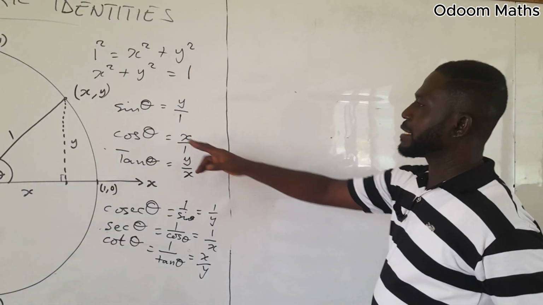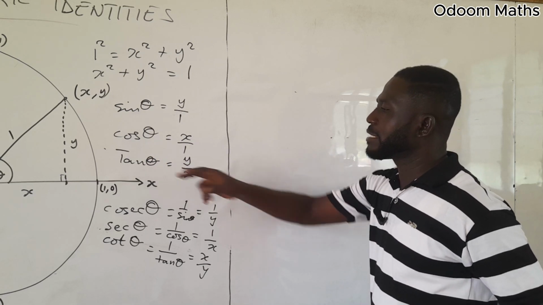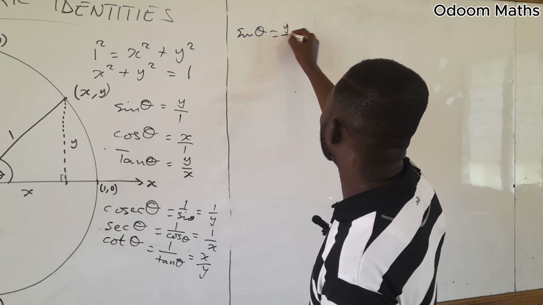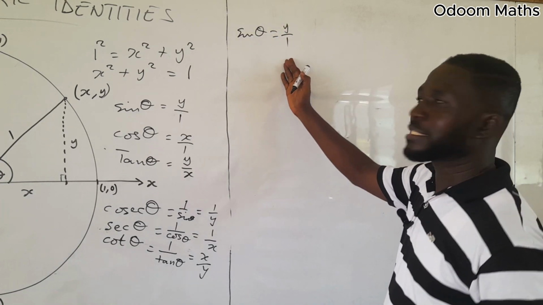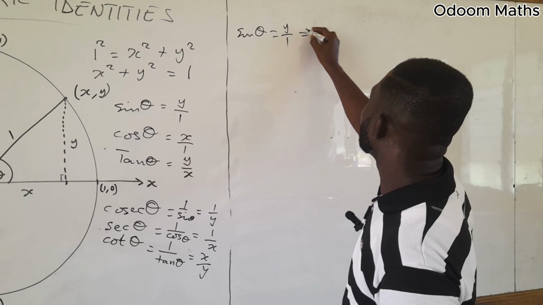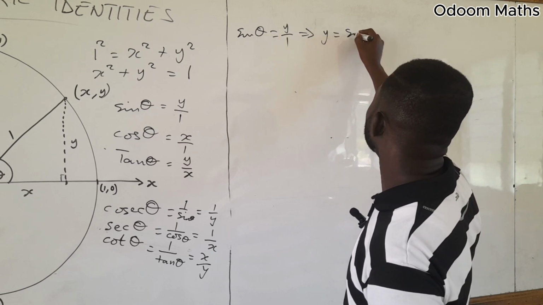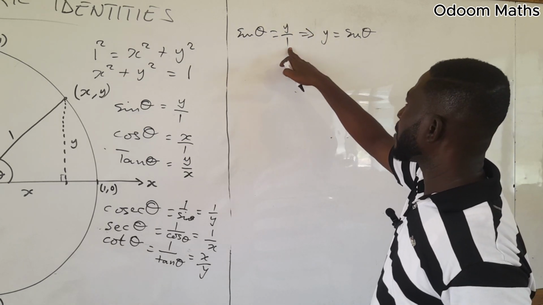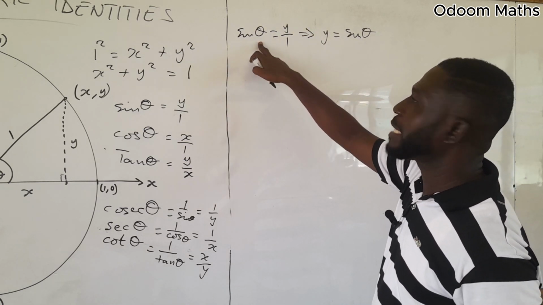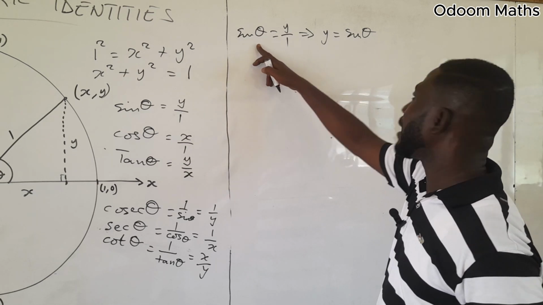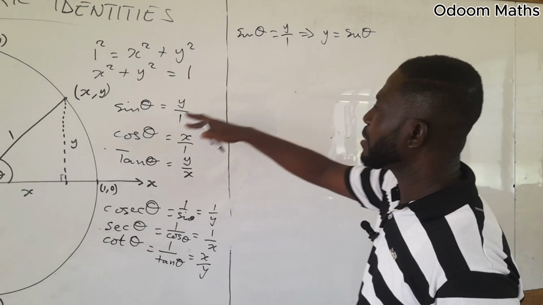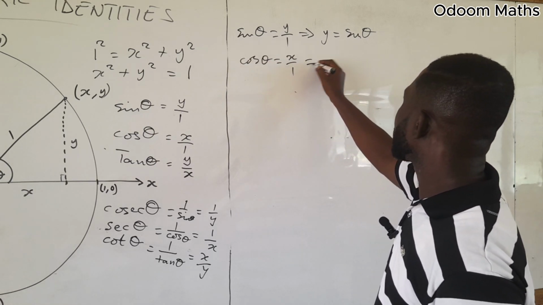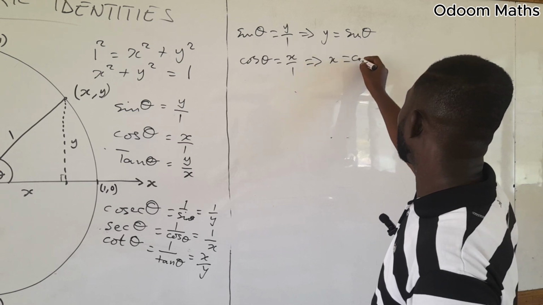Now let's look at sine theta, cos theta, and tan theta once again. We said sine theta is equal to y over 1. This implies y is equal to sine theta, because y over 1 is the same as y, or by cross multiplication, 1 times sine theta is sine theta. So y is equal to sine theta. Then cos theta, we said that is also x over 1, which also implies that x is equal to cos theta.